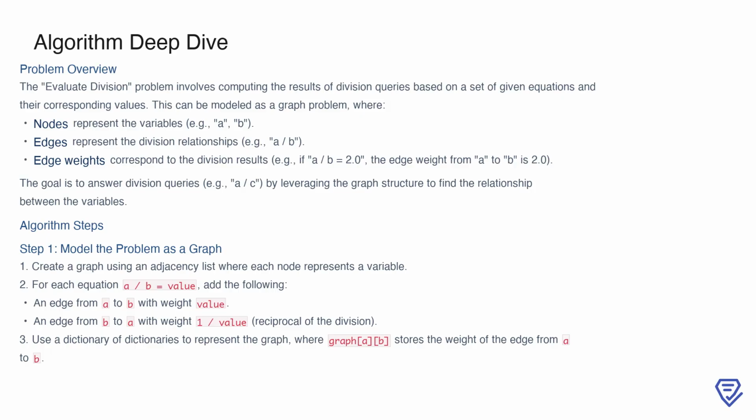To start solving this, we model the problem using an adjacency list. Each variable acts as a key, and its neighbors are stored in a nested dictionary where the weights represent the division results. This graph structure will allow us to efficiently store and access data for the given equations, setting up the foundation for solving the queries.